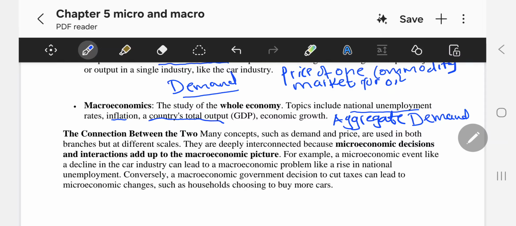Also, a government decision to cut taxes can lead to microeconomic changes, such as households choosing to buy more cars. So if the government allows an increase in money supply, it can increase consumption. This means individual consumers are buying more.